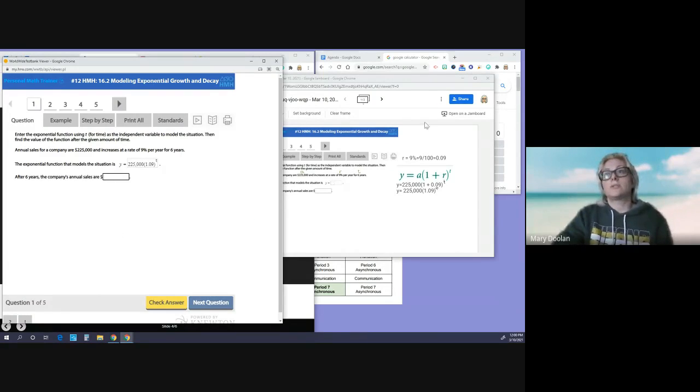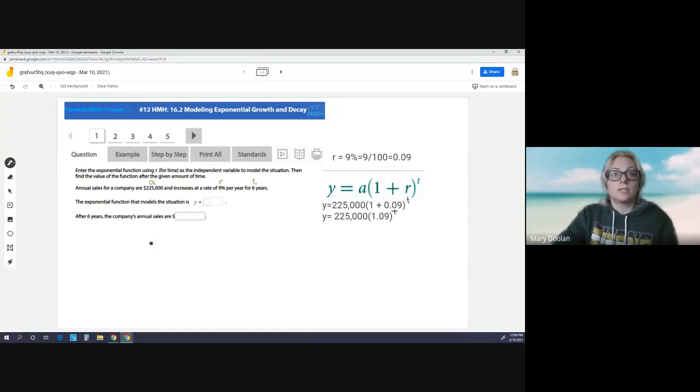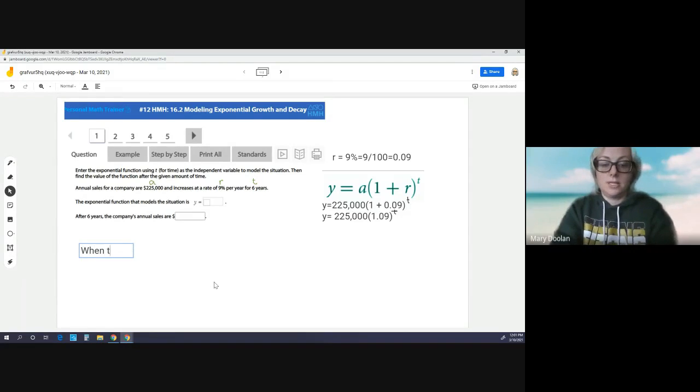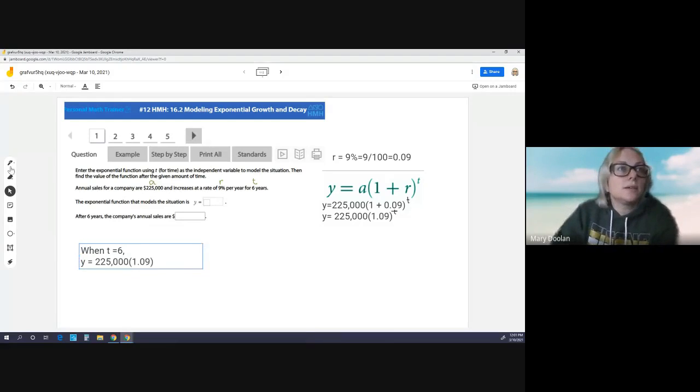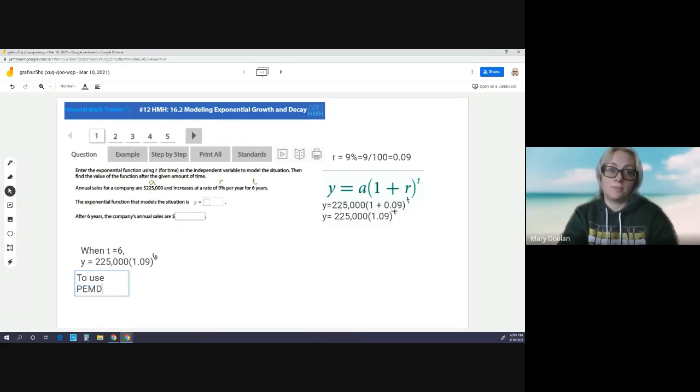After 6 years, the company's annual sales are. So coming back to this screen where I can write stuff, all I have to do now is evaluate this when T equals 6. All right, so when T equals 6, we get y equals 225,000, open parenthesis, 1.09, close parenthesis. And to resize that, I'm going to put a 6 here now instead of a T. Okay, so this is what I have to evaluate with a calculator. And I want to remember to use PEMDAS order.